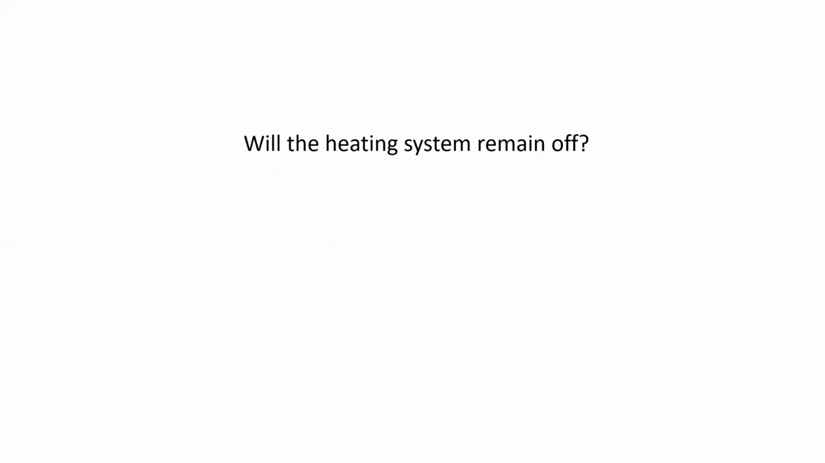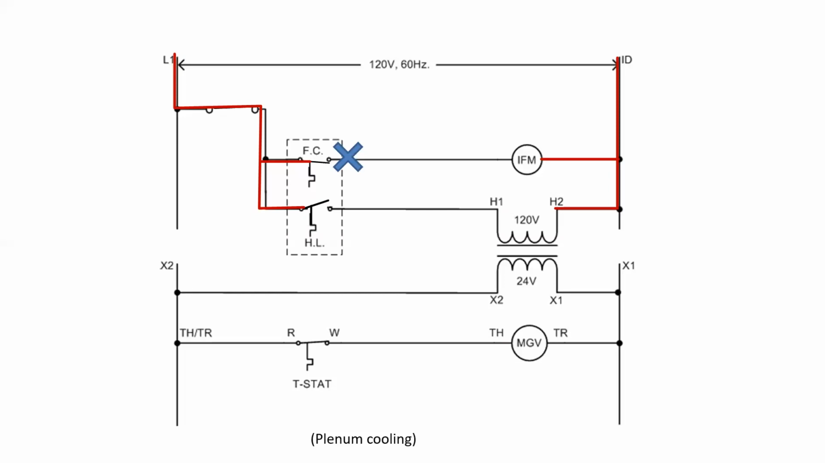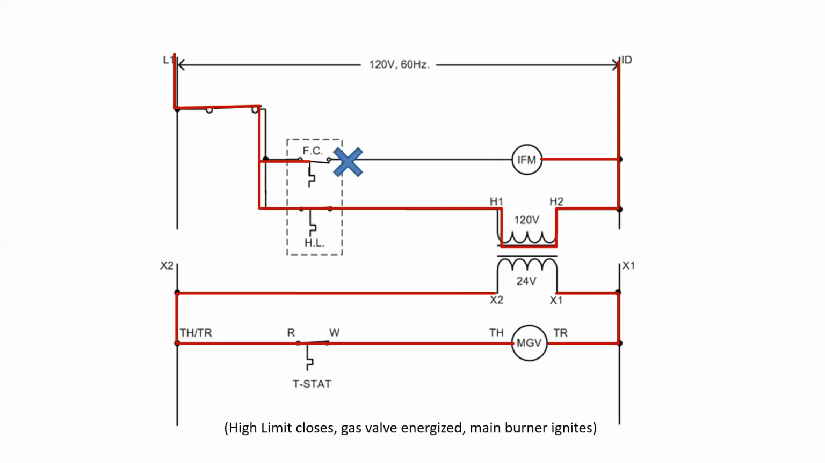Now, will the heating system remain off? And the answer is no, it won't. Because once the plenum cools, the high limit switch will go back to its normal position, which was in the closed state. So as the plenum cools, eventually the high limit will close, which will again initiate the start of a heating cycle. But since we still have a damaged portion to the blower motor control circuit, we're going to again end up having a high limit operation.